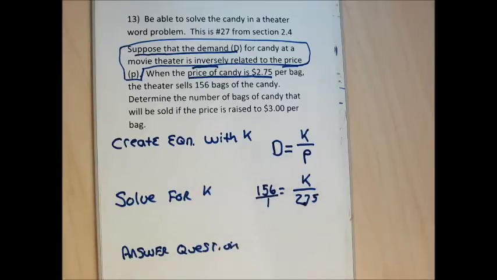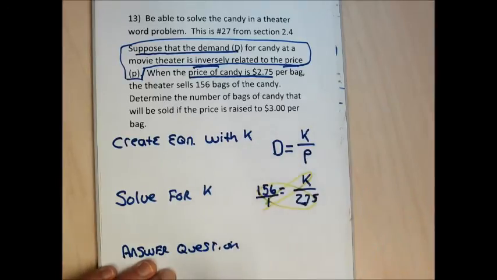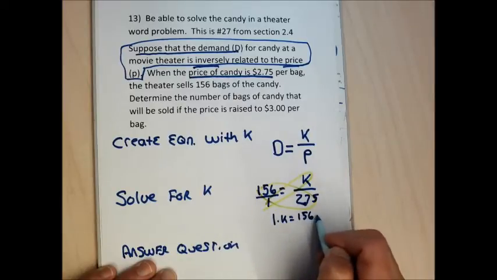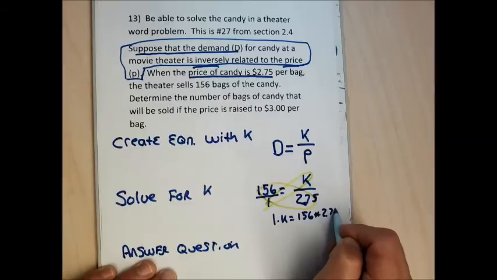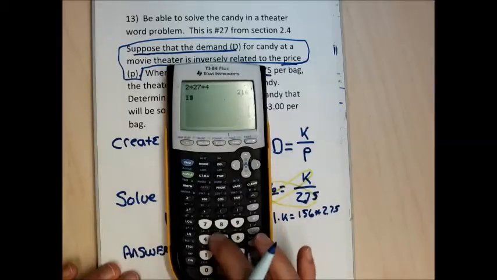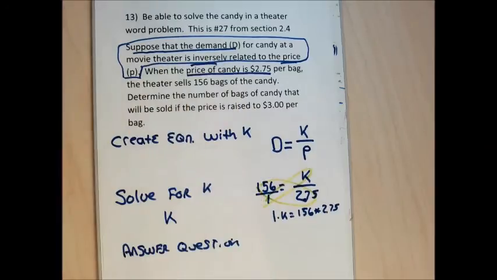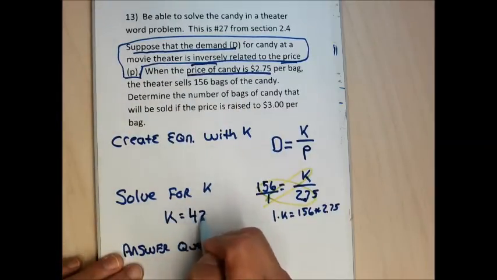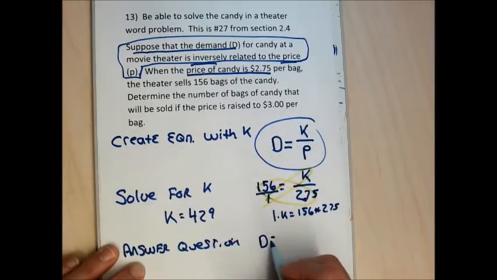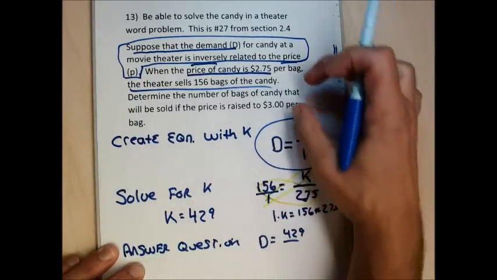I'm going to write the 156 as a fraction, and then I'm going to cross multiply. When I cross multiply, I get 1 times k equals 156 times 2.75. And that's going to give me something for k that I'm going to get on my calculator. So I'm going to go 156 times 2.75, and I get 429 for k. Now I'm going to move on to the last sentence. I'm going to go d equals, and in for k, I'm going to plug 429. Done with the second sentence, on to the last sentence.